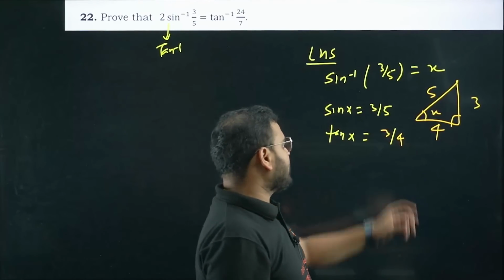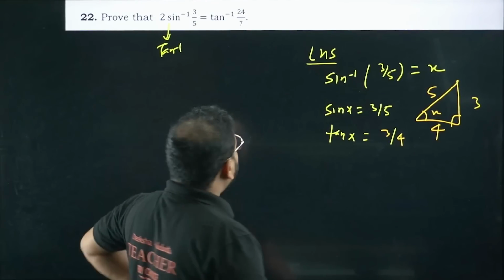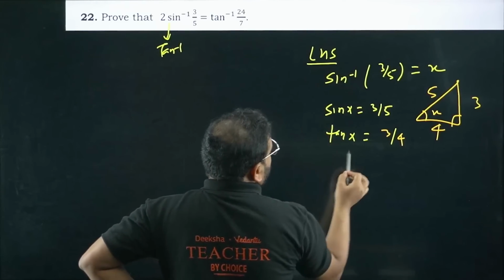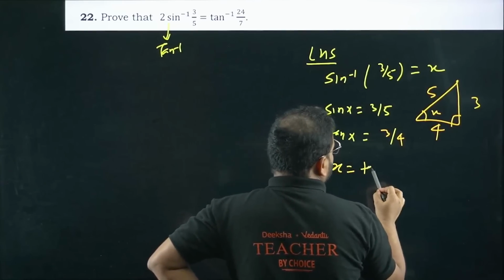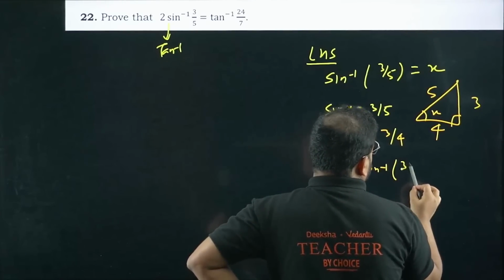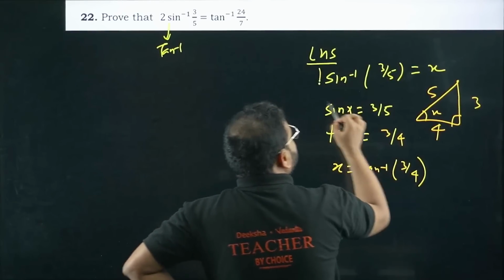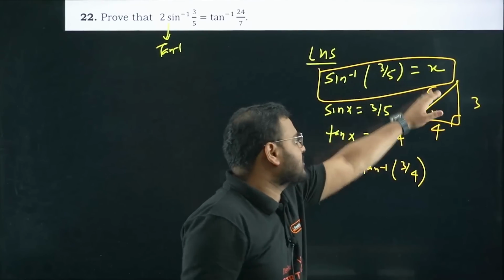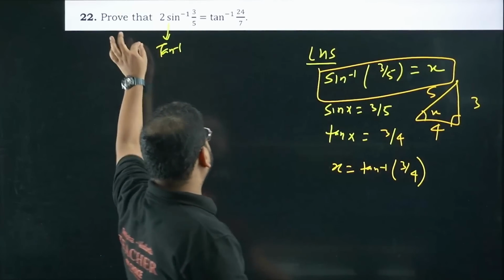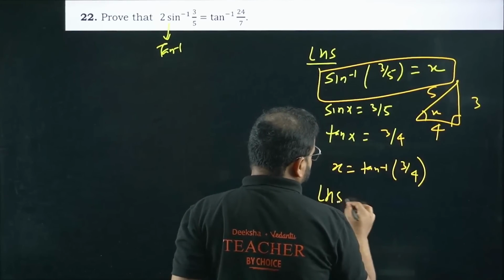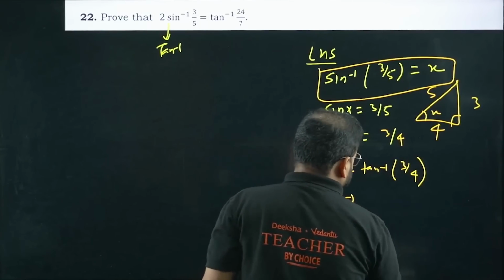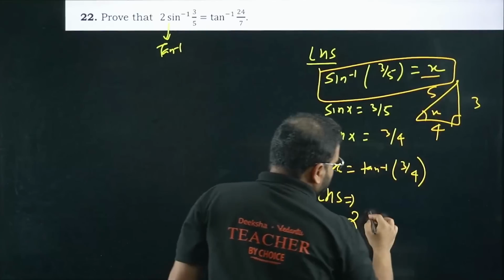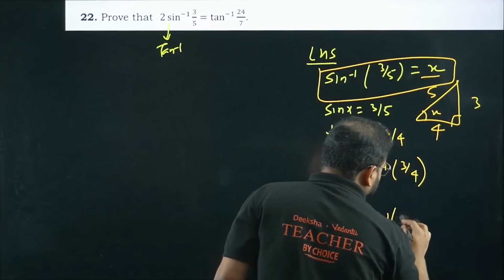So 3 by 4 is the tan x value. Clear? Okay, so from here we get x equals tan inverse of 3 by 4. From here we had x equals sin inverse of 3 by 5. So basically I can replace the angle x with the help of this value. So your LHS will change to 2 times sin inverse of 3 by 5, which I've taken as x, which will become simply 2 times tan inverse of 3 by 4.